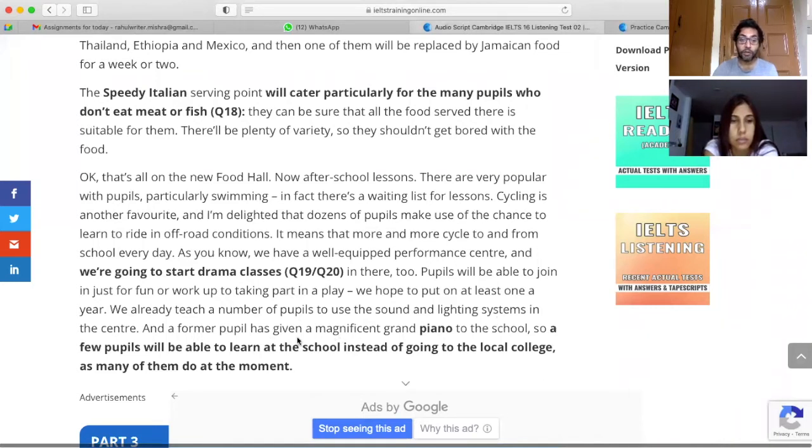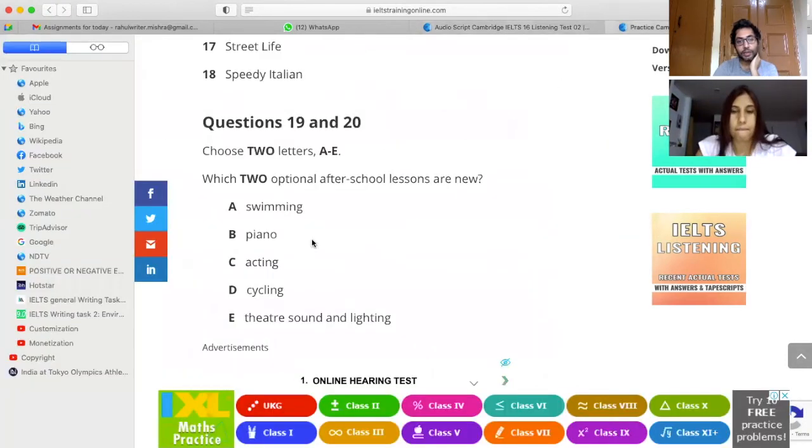And a former pupil has given a magnificent grand piano to the school. So a few students can also learn piano here instead of going to the college. Right? So they are talking more about the piano because see, sound and lighting is there. That I agree.